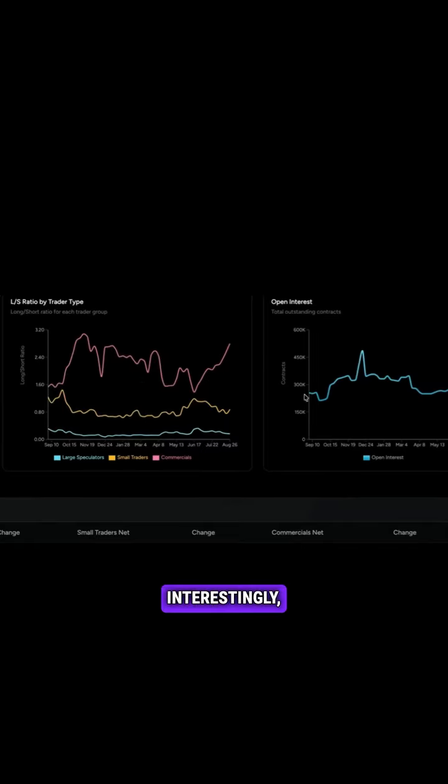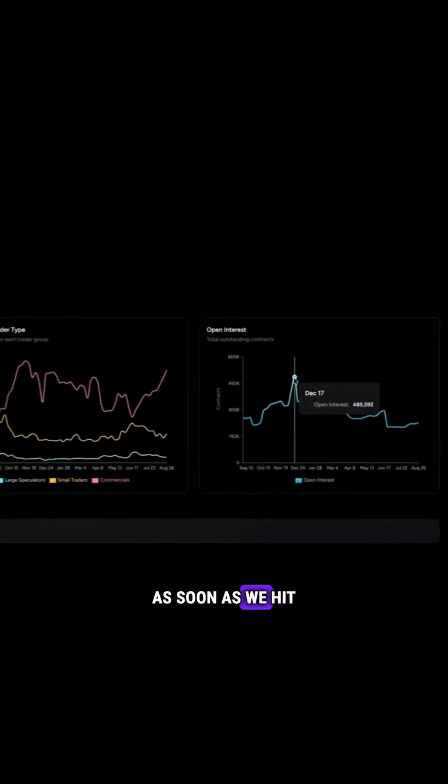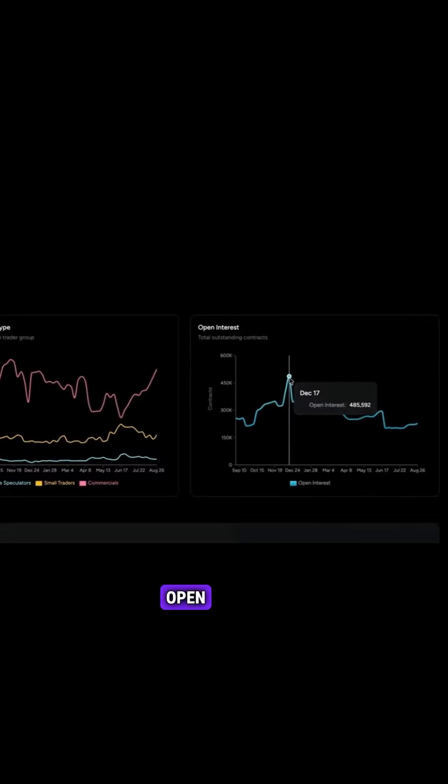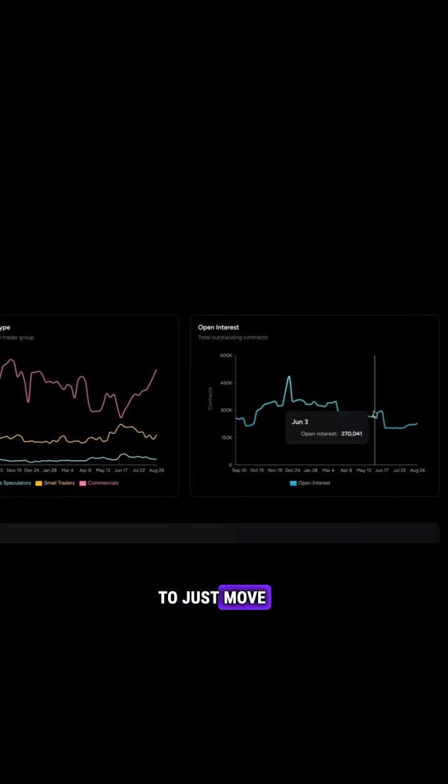And even more interestingly, we can see that open interest did start to creep up towards the end of 2024, but as soon as we hit 2025, we can see that open interest took a massive hit and is continuing to just move to the downside.